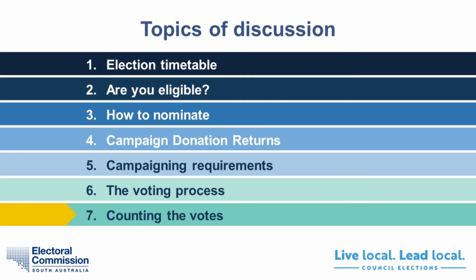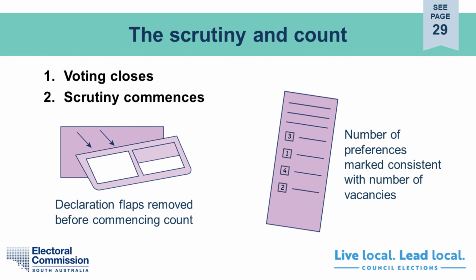The final phase in the election timeline is the scrutiny and count. The declaration flaps are removed from the accepted ballot paper envelopes. This ensures the secrecy of the vote. The ballot paper envelopes are opened and the ballot papers removed by the electoral officer. This process can take several hours depending on how many envelopes are returned.